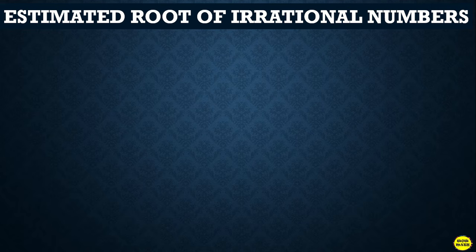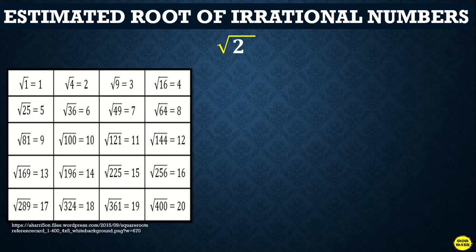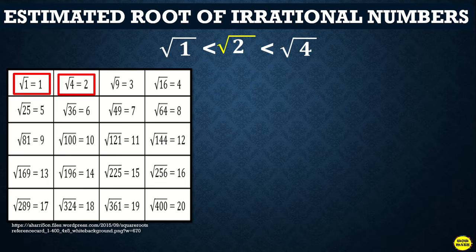Okay. So, in finding the estimated root of irrational numbers, you should have looked for the two perfect squares where this square root lies in between them. Okay? So, in finding the square root of a number, let's say I have 2 and then we will get its square root. Kunin natin yung dalawang perfect squares na kung saan nasa gitna yung square root of 2. So, nasa gitna siya ni square root of 1 at ni square root of 4. Okay? So, yun ang ilalagay natin dyan. So, dapat alam natin ang pagkuha niyan.